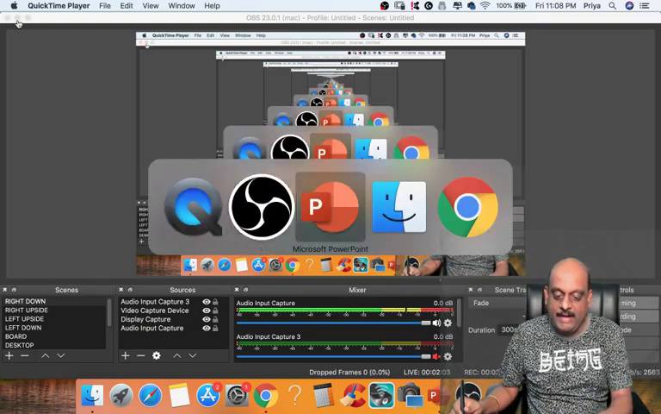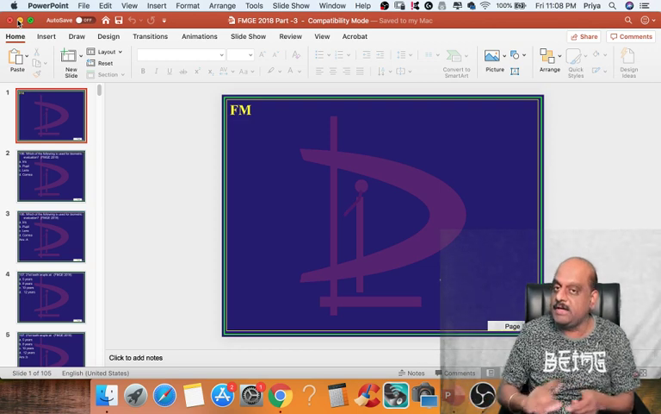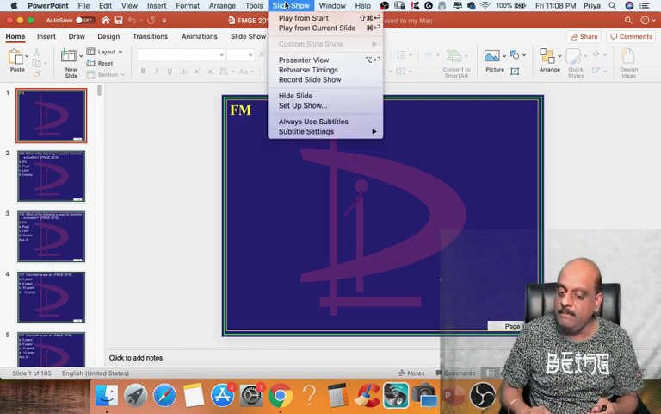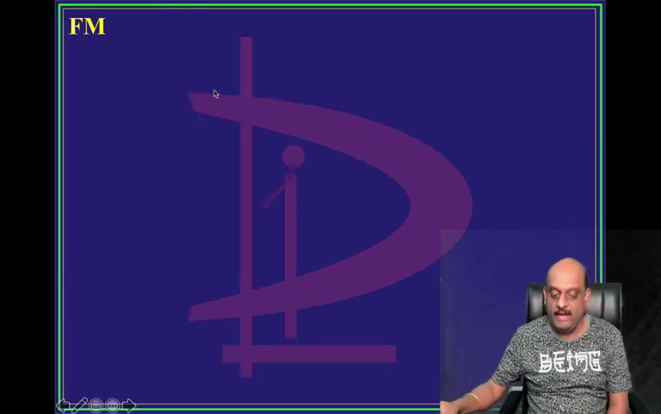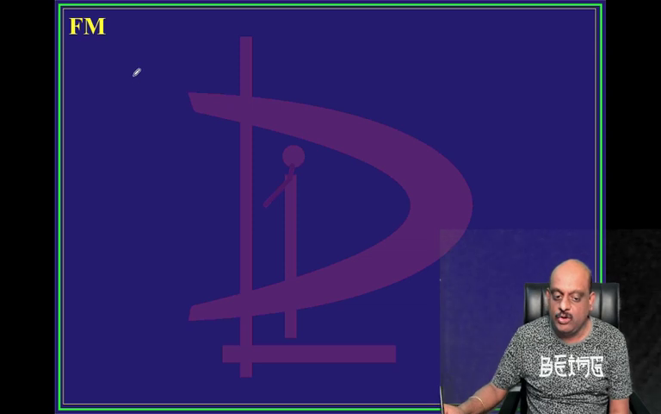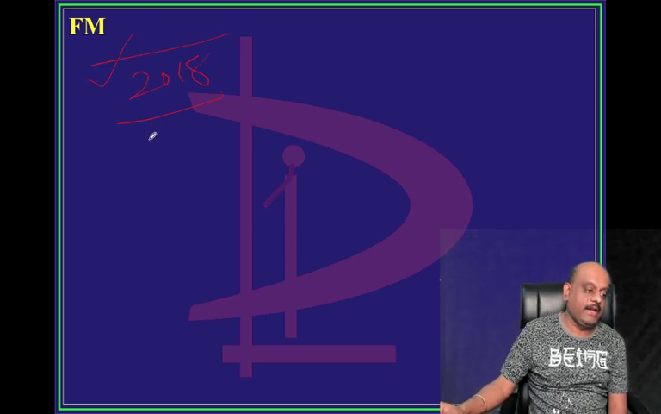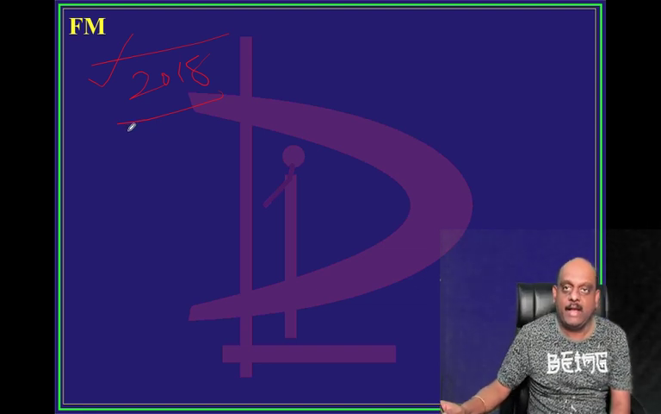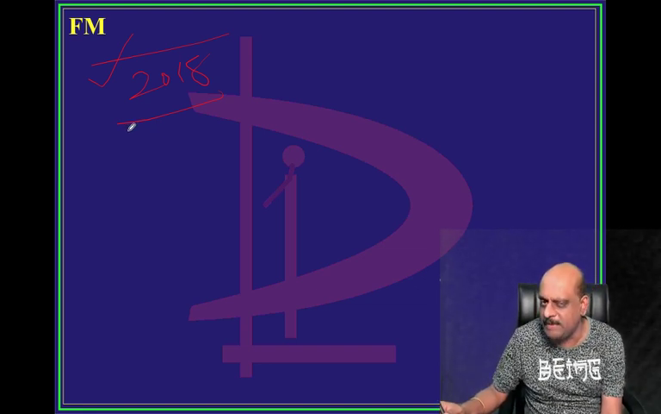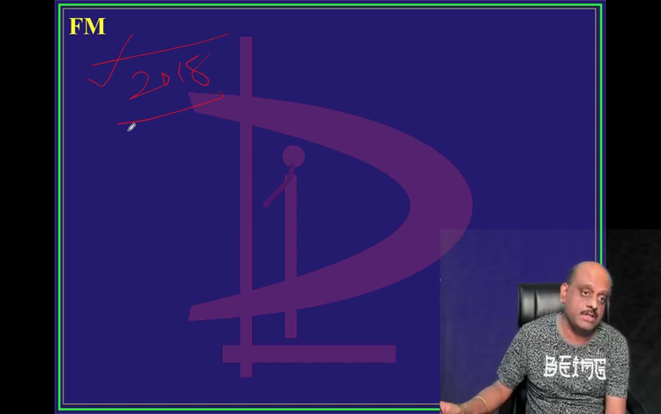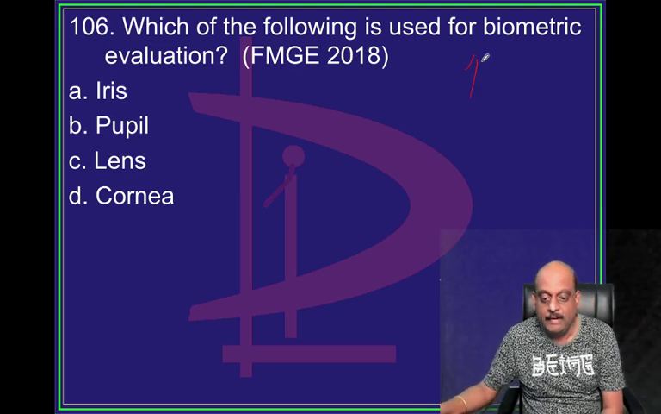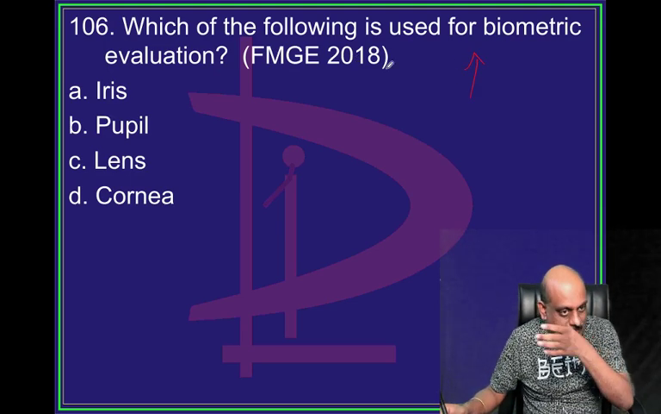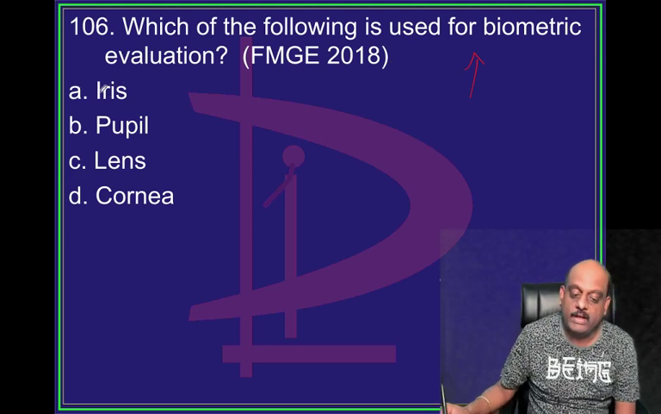We are currently in discussion of the Foreign Medical Graduate Exam, FMGE, MCI Screening Test, 2018 pattern questions. We are having a review which bears a close resemblance with what can possibly happen in NEET PG. Now, doctor, for the biometric evaluation, what is basically used?